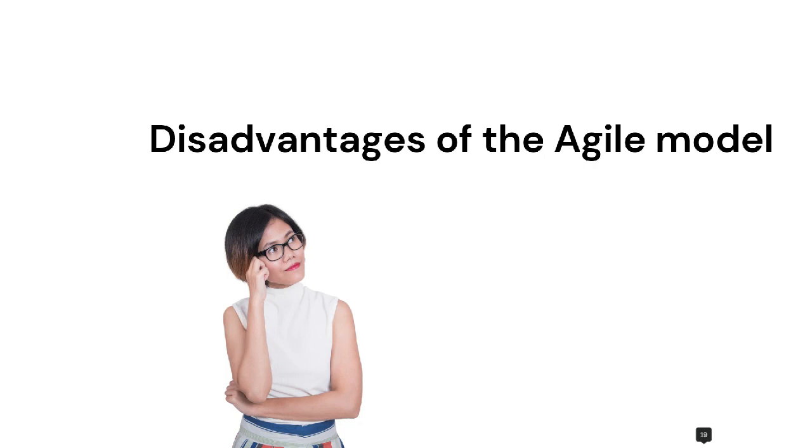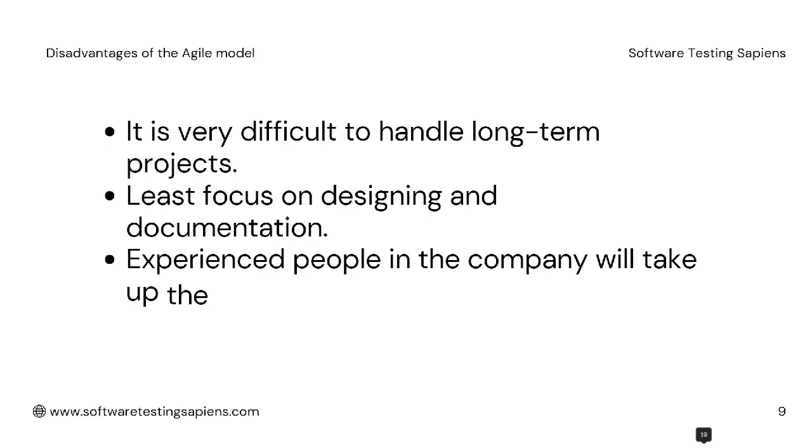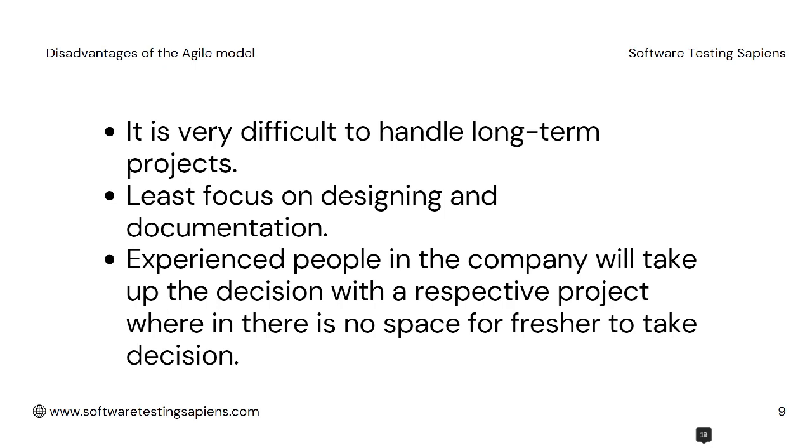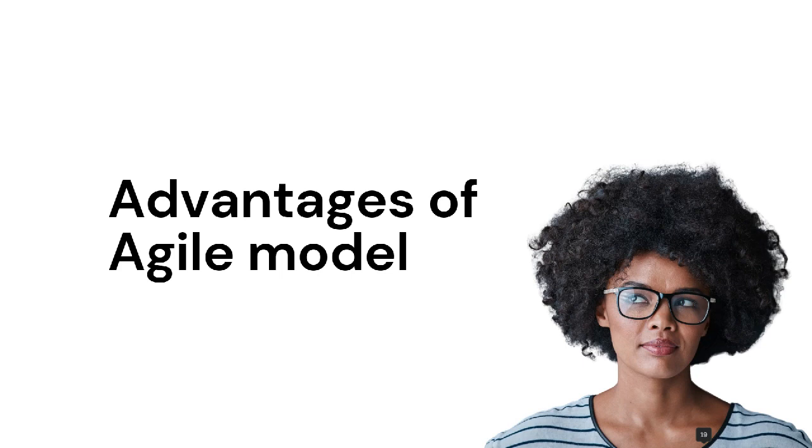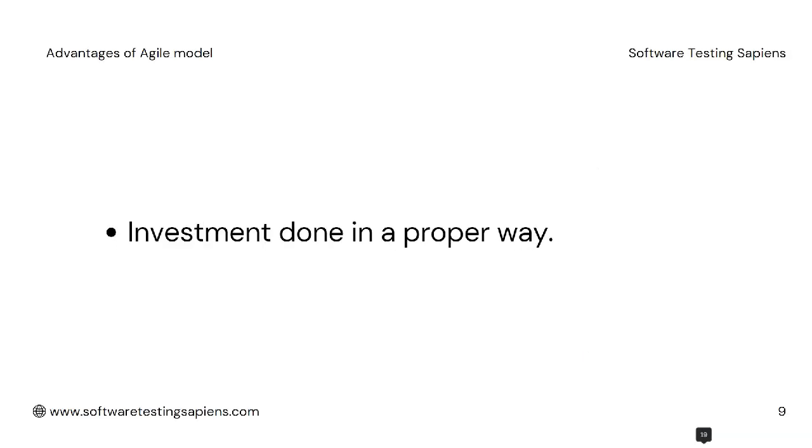So let's see the disadvantages of the Agile model. It is very difficult to handle long-term projects. Least focus on designing and documentation. Experienced people in the company will take the decisions within a respective project, wherein there is no space for a fresher to take decisions. Advantages of Agile model. Investment done in a proper way.